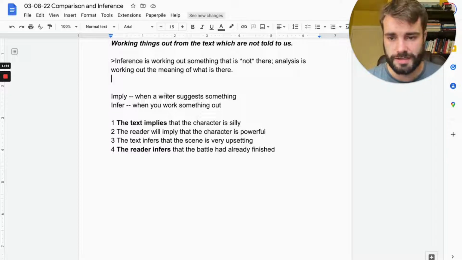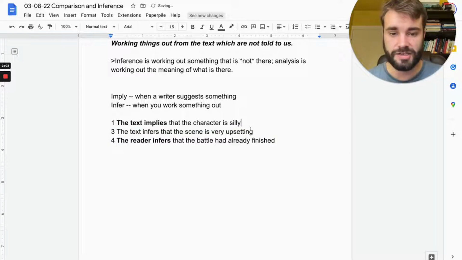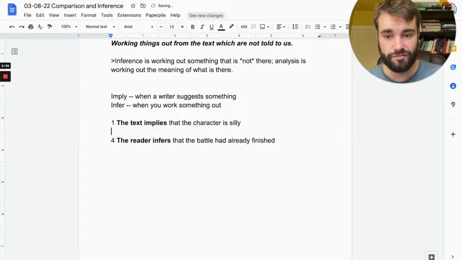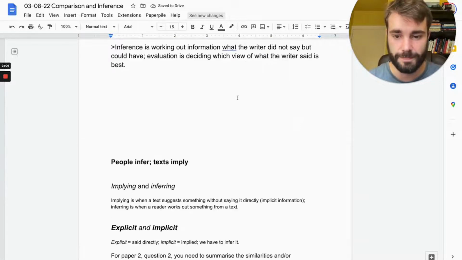That's called inference. Now, it's important to know the difference between these two words and make sure you get them right. So to imply is when a writer suggests something. That's what a text or a writer does. To infer is when you work it out. So the text implies that the character is silly, but the reader doesn't imply it. That is wrong. The text does not infer. Texts don't infer. Readers infer. The reader infers the battle had already finished.